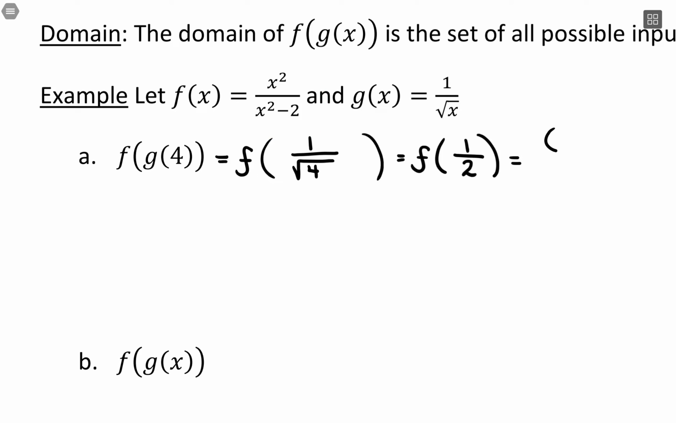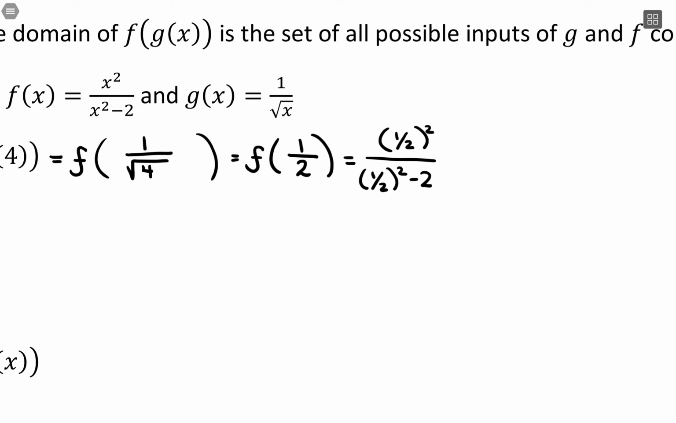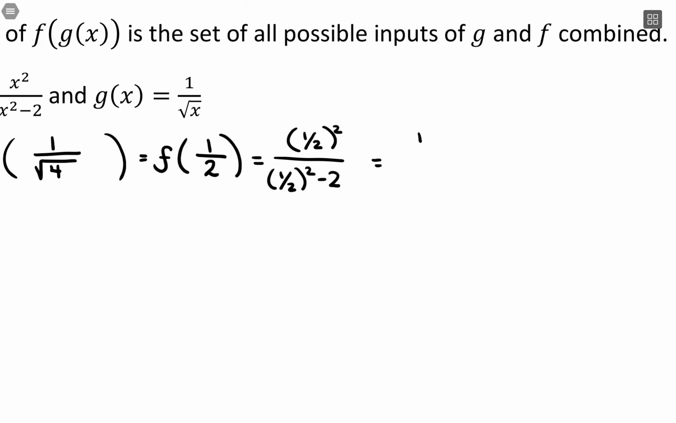So f of x tells me to square over square minus 2, and our square is going to be of 1/2. So this will be 1/4 over 1/4 minus 2, which is 1/4 over, and if it helps we could think of 2 as 8 over 4, so we have our common denominator, so that's a negative 7 over 4.